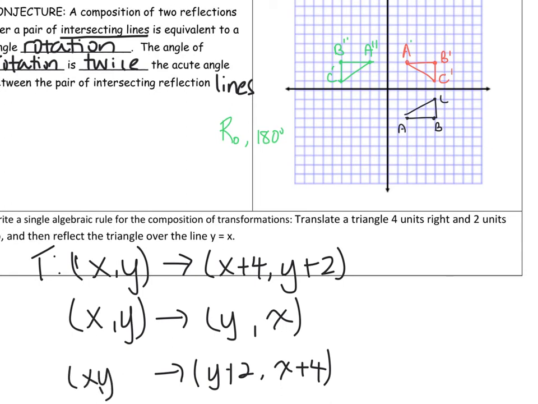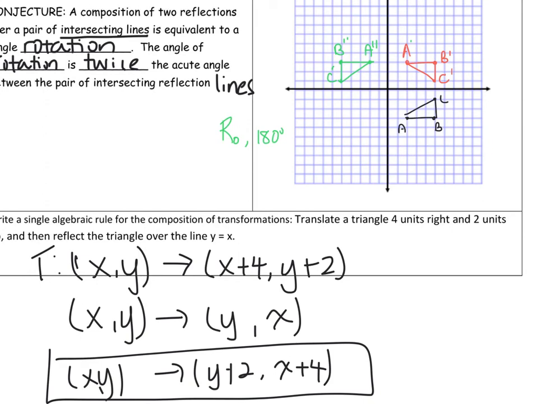So our final transformation is (y plus 2, x plus 4). So it's a translation of 4 units to the right, 2 units up, and then a reflection over the line y equals x, which made the x and the y coordinates flip-flop.